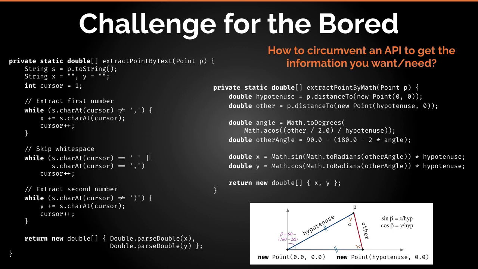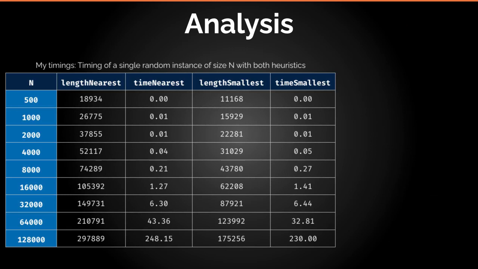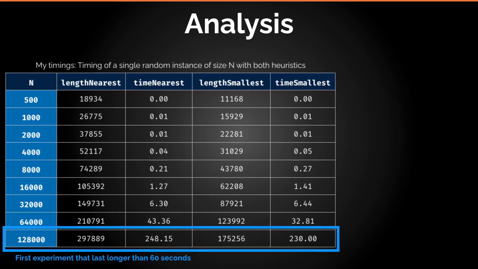So here's the challenge for the board. This is the solution to the 2 questions that I've asked. And since it's not only coding, I also wanted to talk a little bit about the analysis. The analysis is something that we often don't give a lot of details about, so I just wanted to give you a couple of tricks. Here is all of my output for the running times of both nearest and smallest. I've run it until the experiment lasted longer than 60 seconds.